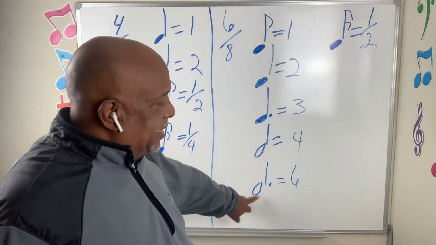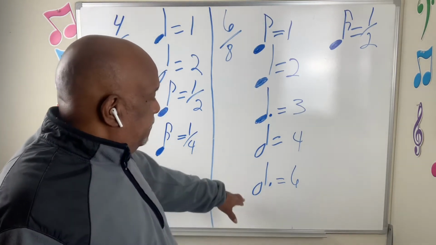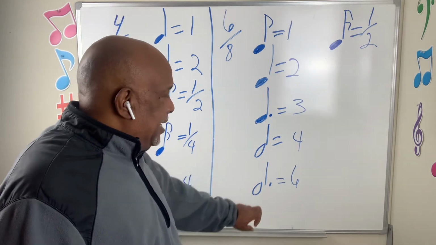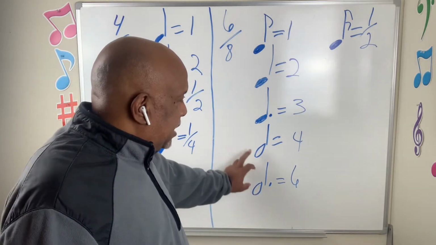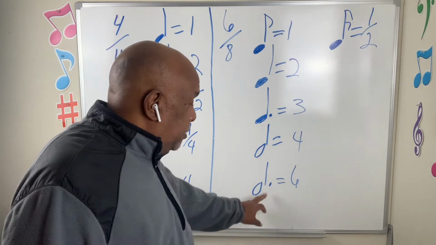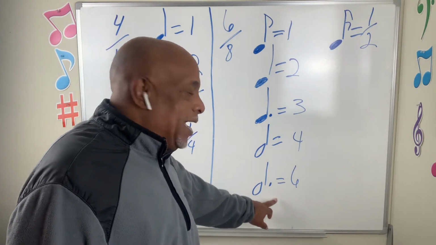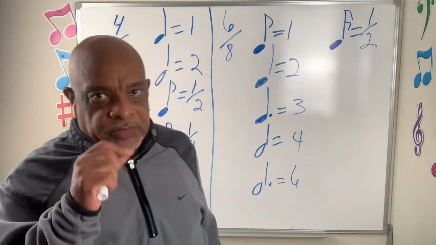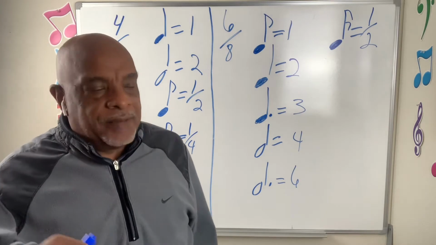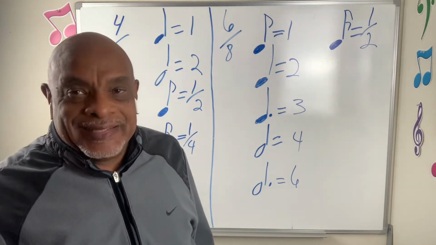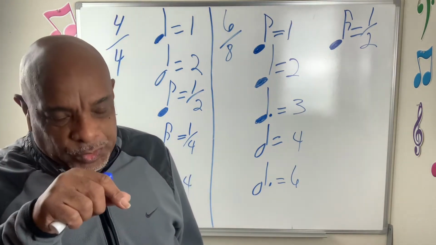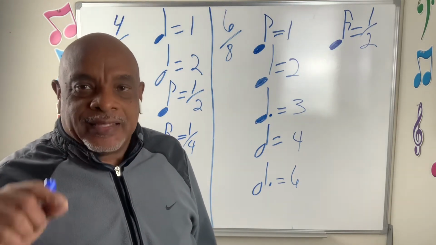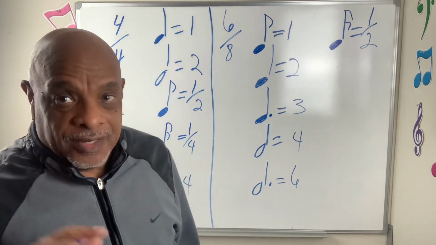And then you have a dotted half note. If the half note in 6/8 time gets 4 beats, then that dot is going to get 2 beats, because half of 4 is 2. So that's 4 plus 2, and that's going to give us 6. So remember, the dot behind the note gets half the value of that note.